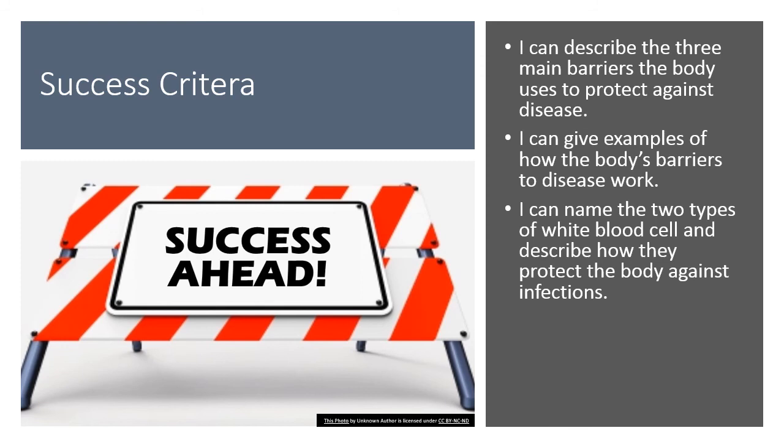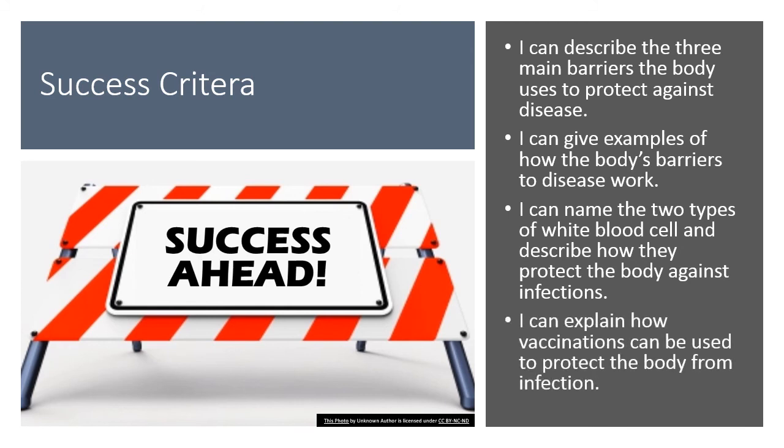You should be able to name the 2 types of white blood cell, so lymphocytes and phagocytes, and describe how they protect the body against infections. So our lymphocytes are the specific white blood cells that recognize a certain pathogen and release antibodies to fight against that pathogen. Our phagocytes are the ones that will engulf any pathogen they find and will then break that pathogen down to prevent it damaging the body. And finally, you should be able to explain how vaccinations can be used to protect the body from infection.